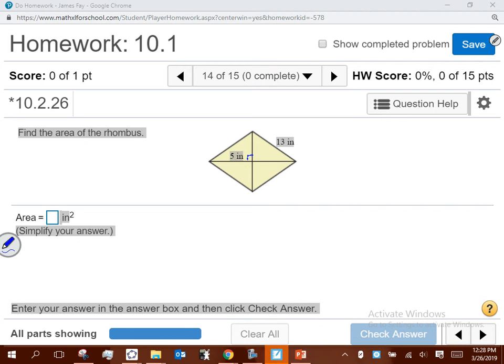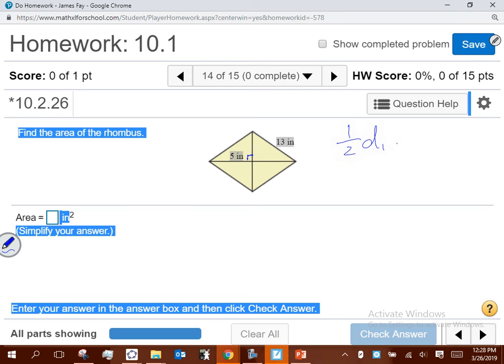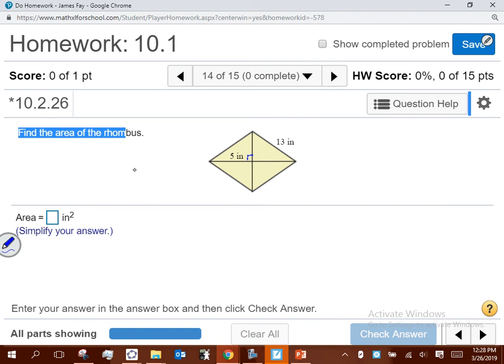Now, I haven't introduced the rhombus formula to you. It was initially meant for today, but we kind of ran out of time last period, so we'll put that off to tomorrow. But there is a formula. It's this, 1/2 D1 D2. But we're not going to use that here. This question is out of 10.1. It's not meant for us to use that formula. It's meant for us to find the area of one triangle and then do what with that one triangle?